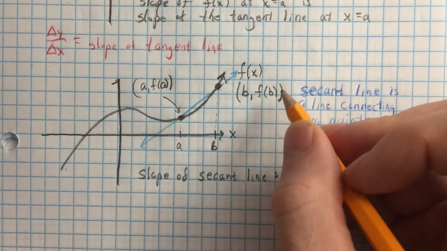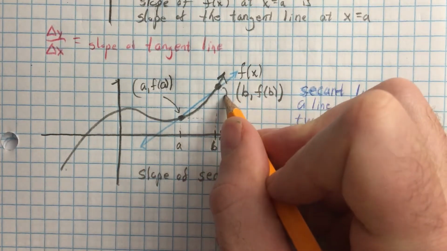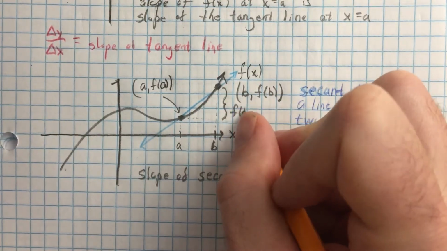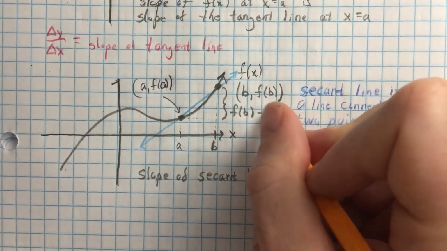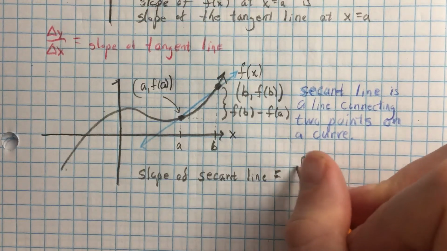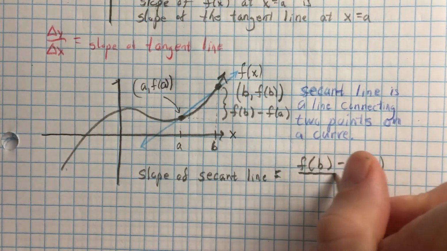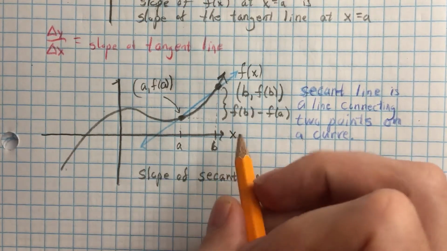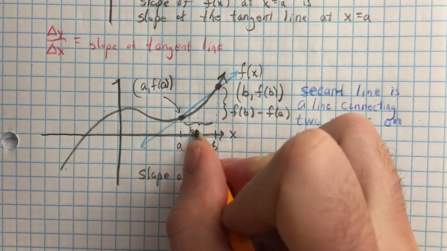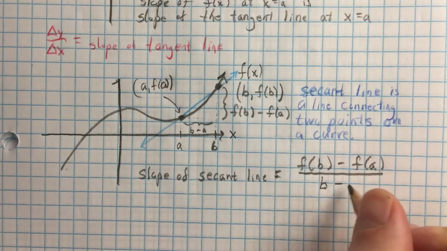It must be the difference of the two y values, right? So f of b minus f of a. That's what this distance is here, also known as delta y. f of b minus f of a, that's the change in the y values. The change in the x values, of course, is right here, and that's simply b minus a. So that's our delta x. There's delta x on the bottom.